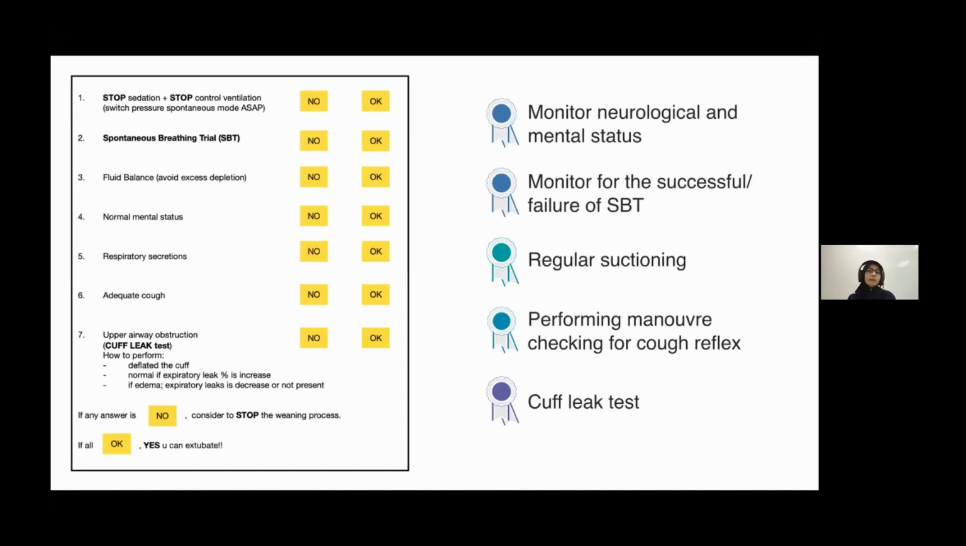And check for the leak test. How do you check for the leak test? It's easy if you have a very good ventilator. What you need to do is open the ventilator and have a look at the percentage of leaking. You get your 10 cc syringe and deflate the cuff. You can see if the leaking is increasing, that is considered normal because your cuff is already deflated.